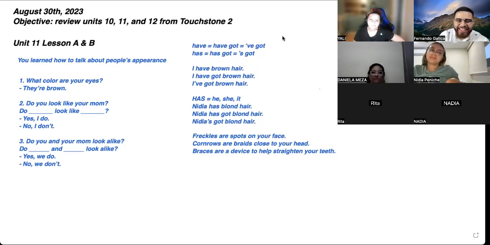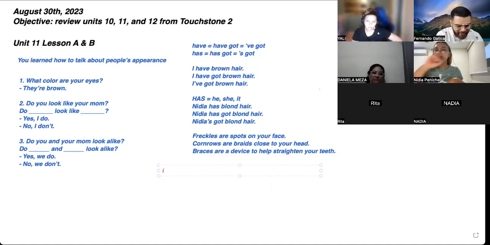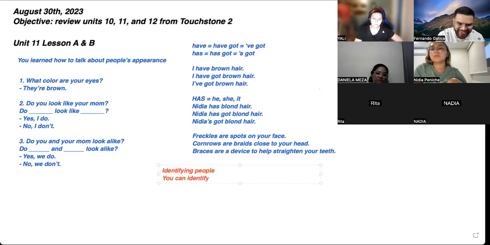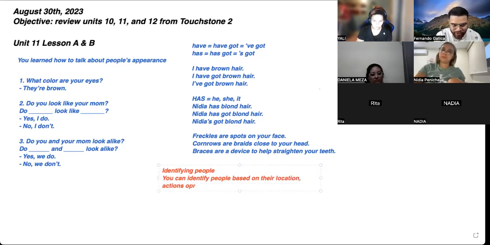All right. Well, let's talk about it. In Unit 11, Lesson B, we also practiced identifying people. And remember, we can identify people in three different ways. Location. She has her notes. You can identify people based on their location, actions, or appearance. Very good.